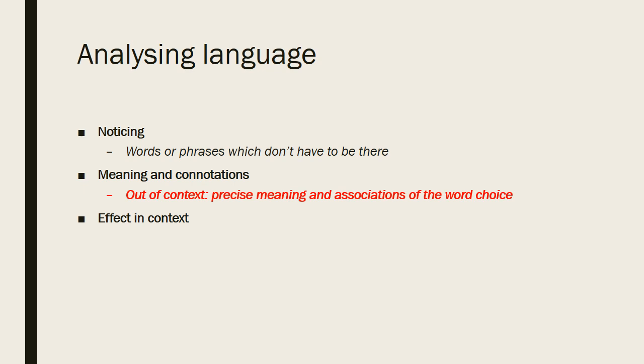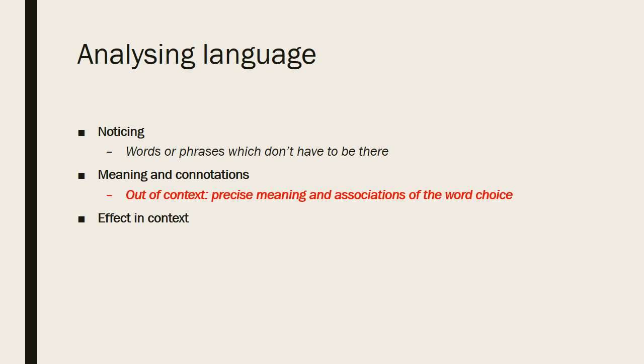So if we saw, for example, the word shattered, we wouldn't say its meaning is that something's broken. No, that's the word broken. What precisely does the word shattered mean compared to broken? Why would you choose that precise word? That's what we're looking for.